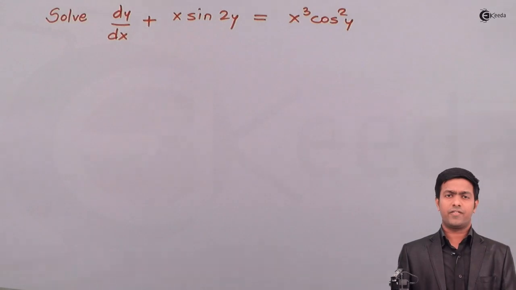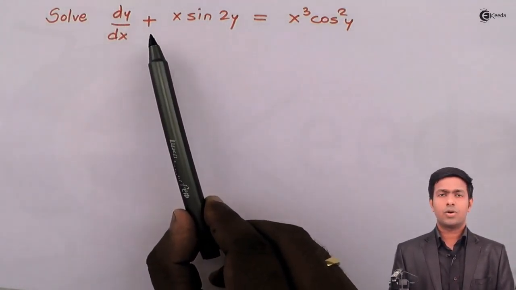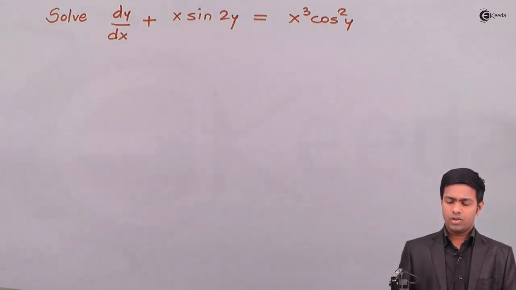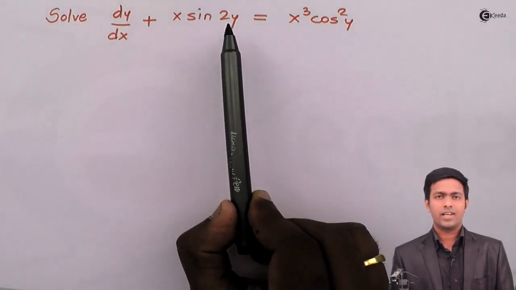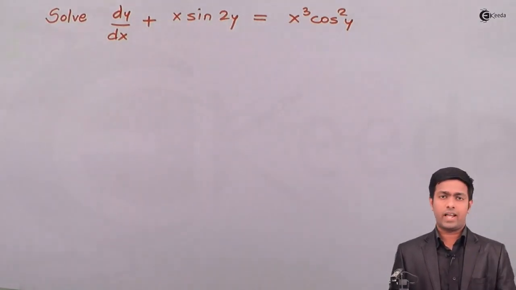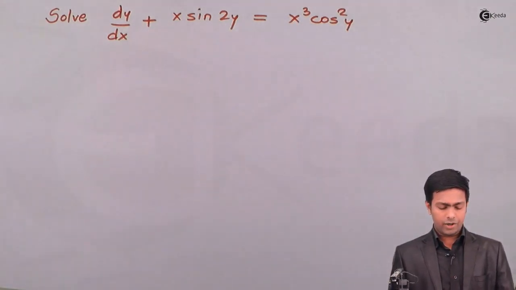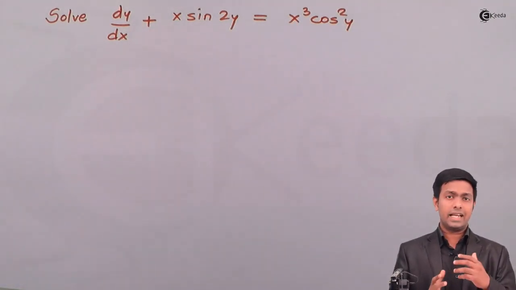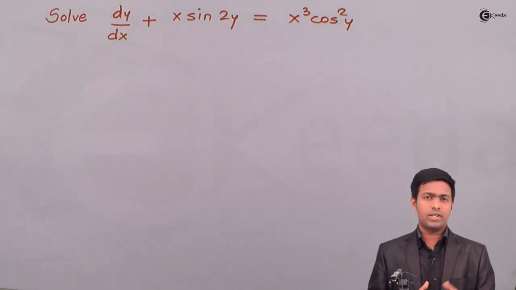know the form of a linear differential equation, which is dy upon dx plus py equal to q. So in this case dy by dx is there, but we do not have py and q, because p and q must be functions of x. Okay, so here we don't have that kind of thing, but yes, it is looking like a linear differential equation. So guys, how to solve this?